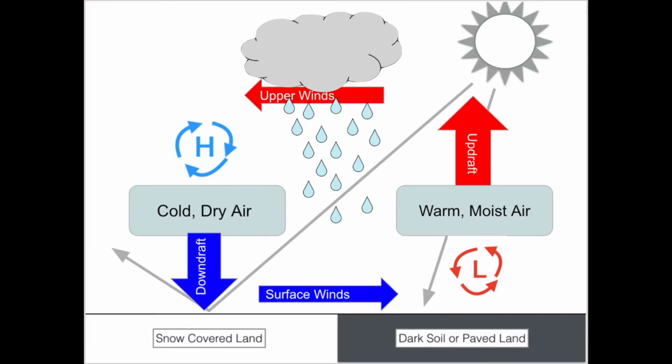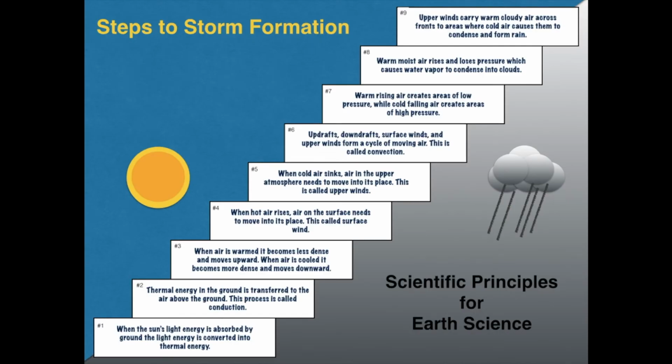The upper winds stretch out the cloud across the fronts. Remember, fronts are the boundaries between warm and cold air masses. When this warm, moist air gets stretched out across cold, dry air, it causes even more of the water vapor to condense in the cloud. The droplets can no longer stay in the cloud because they are too heavy, and it falls down as rain. And that is a basic model about how rain happens.